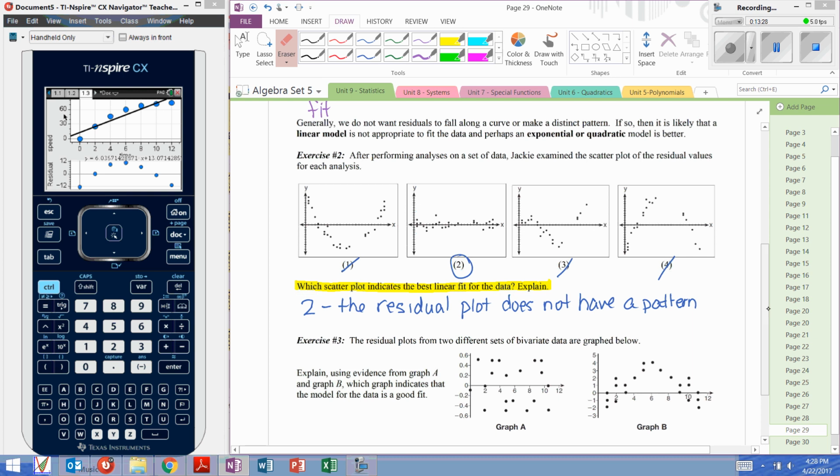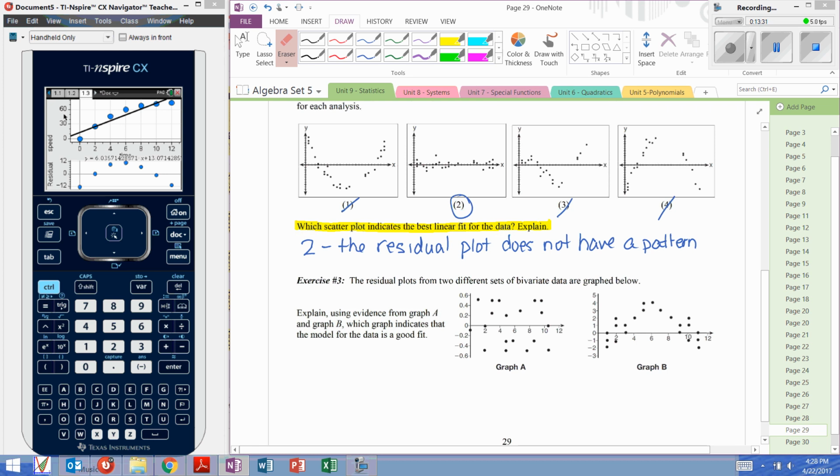Okay, exercise 3, we're almost done. So exercise 3 said the residual plots from 2 different sets of bivariate data are graphed below. Explain, using evidence from graph A and graph B, which graph indicates that the model for the data is a good fit. Again, if we're looking for a good fit, we are looking for no pattern. You are right. Graph A is a good model. Because the residual plot does not have any pattern.